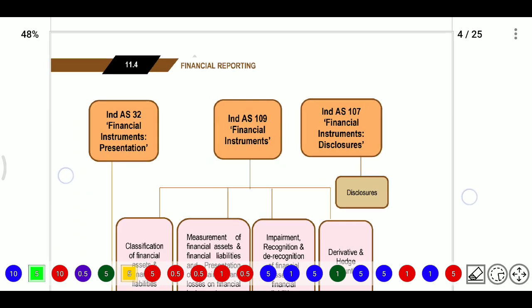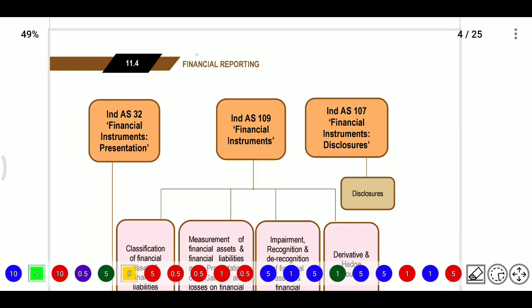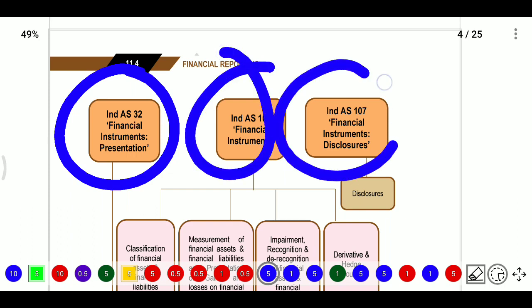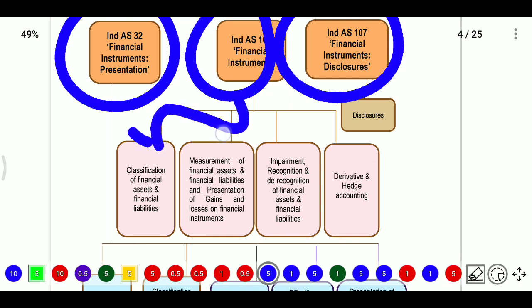So we need to cover 3 Ind ASs here. One is Ind AS 32, which means financial instruments: presentation. Ind AS 109 is financial instruments, and Ind AS 107 is financial instruments: disclosures. So presentation, disclosures and recognition. What is the recognition? In recognition we have 4 categories.